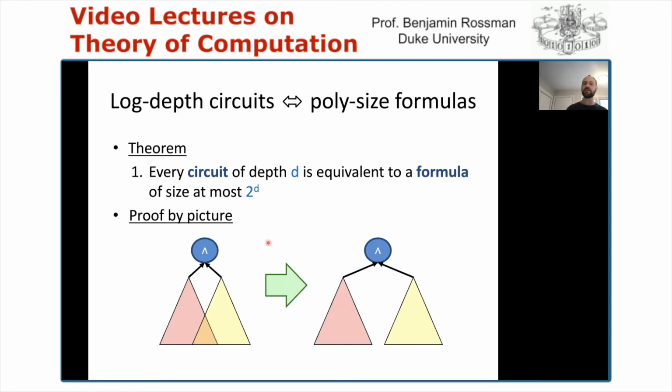So for part 1, we're just going to convert a circuit to a formula in the obvious way. So for each gate in the circuit, if it takes 2 subcircuits that feed into it, we just make disjoint copies of those subcircuits, and then we repeat this process. So starting at the root, you do this, and then repeat this process inside of the red triangle and the yellow subcircuit. Okay, and you do this all the way down, and it's easy to show that the formula size that you get is at most 2 to the d.